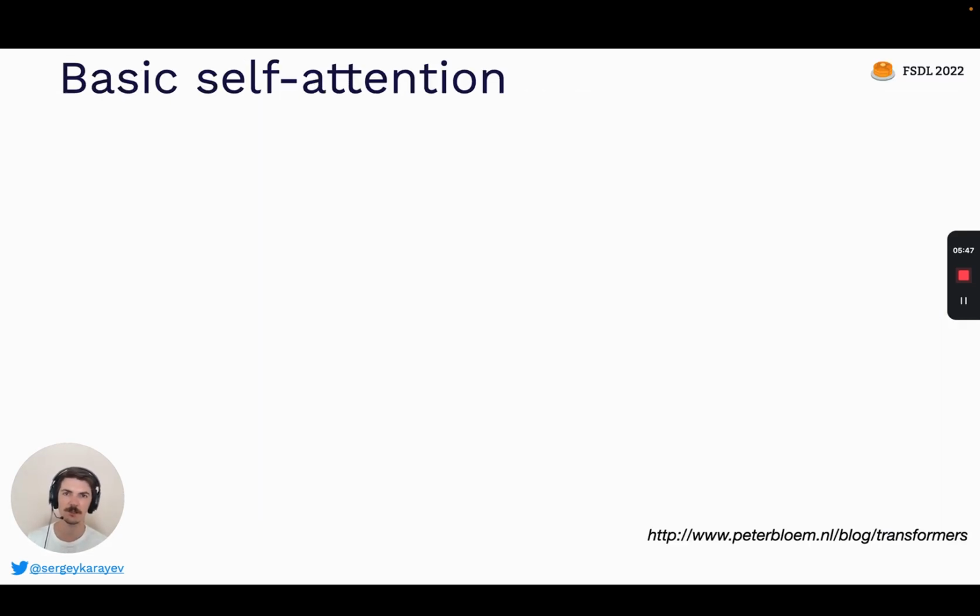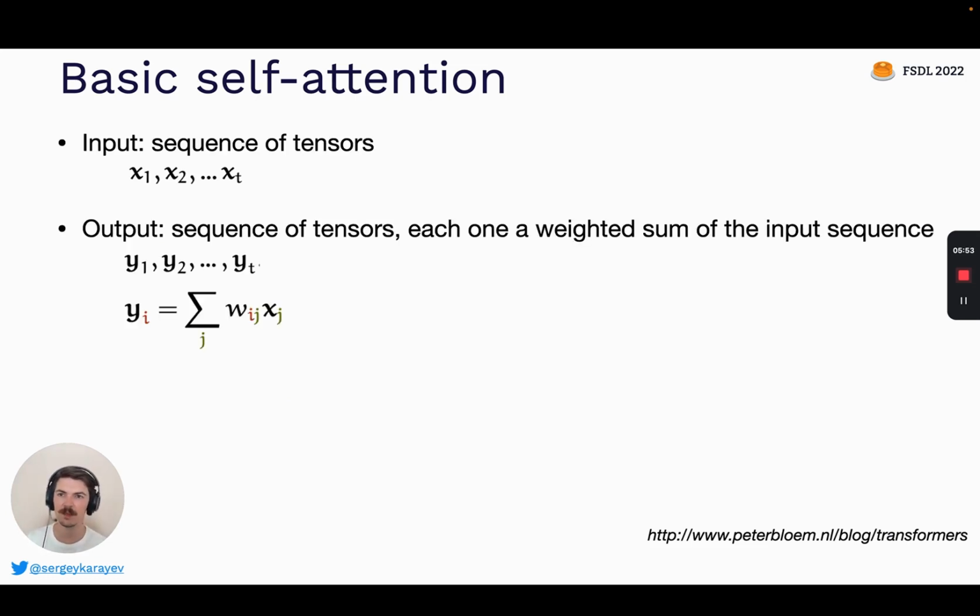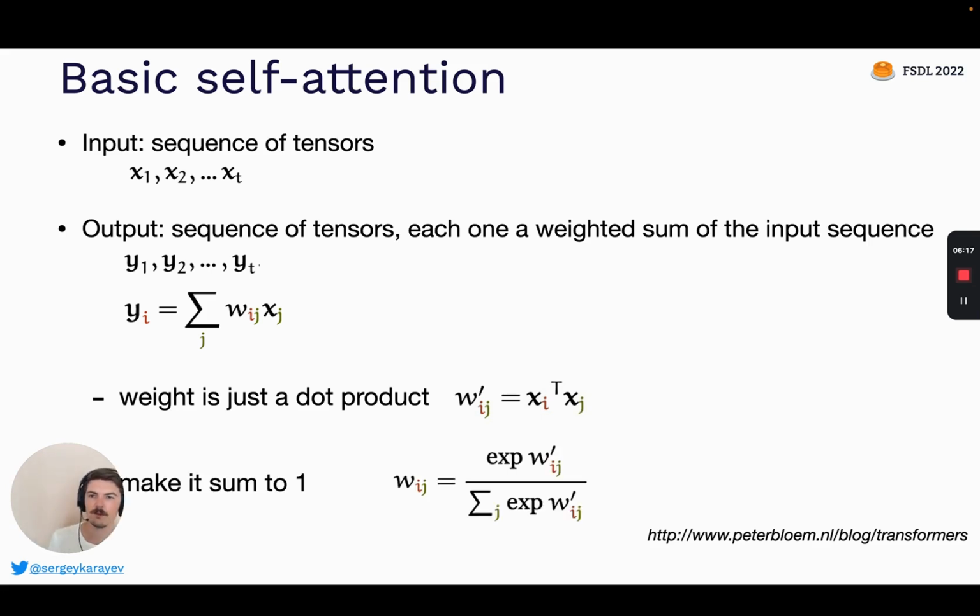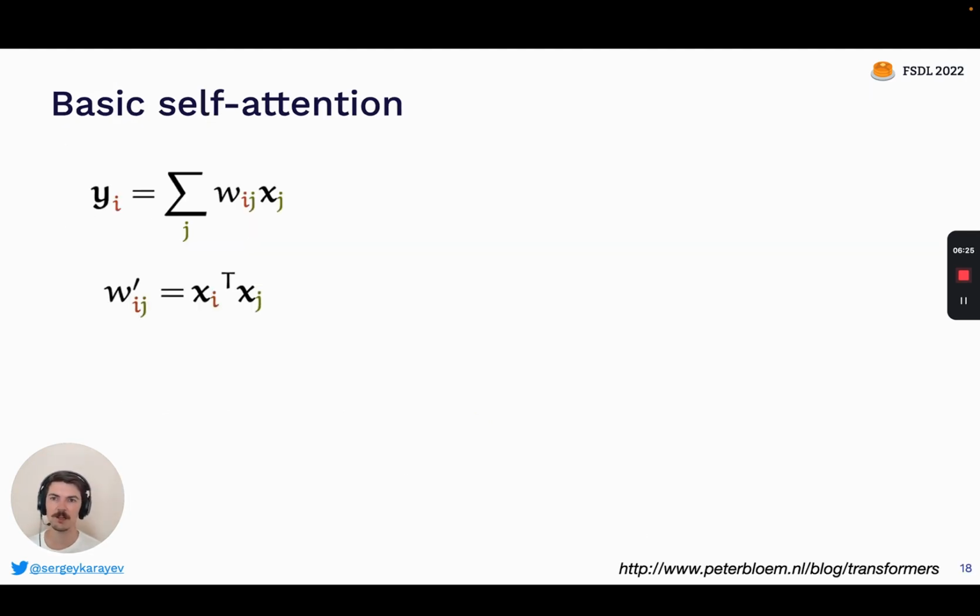The basics of self-attention, let's say we have a sequence of vectors x of size t, and then we're going to produce an output sequence of the same size, the size t, of vectors, and each of these vectors is going to be a weighted sum of the input sequence. Okay, so the weight here is not learned, it's just a dot product of, so the weight sub ij is going to be the dot product of the input vectors x sub i and x sub j. And all we have to do is just make that weight vector sum to 1 over j. And that's the basic self-attention.